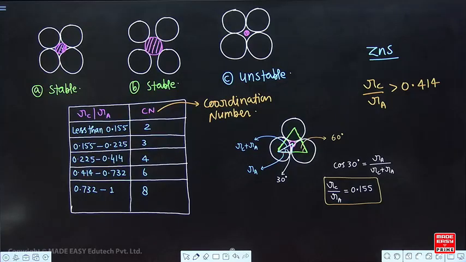Next point. The coordination number is related to the cation-anion radius ratio. Full stop.